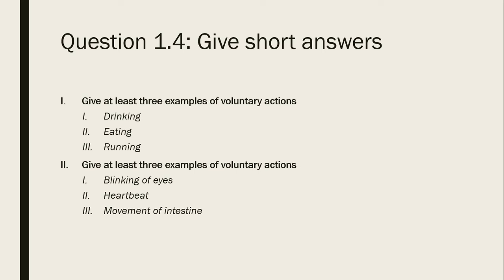Like, I have mentioned drinking, eating, and running. These 3 actions are your voluntary actions that you do with your willpower or with your wish, where your conscious mind is involved. And see question number 2: give at least 3 examples of involuntary actions. Involuntary actions are those in which your conscious mind is not involved, that you do unconsciously. Like blinking of eyes, you are not controlling it by yourself, it's just happening. Heartbeat and then movement of intestine. There are so many other examples, students. By your own experience or knowledge, you can mention those. But here you need to focus that they are asking only 3 examples, so you have to just write their names.